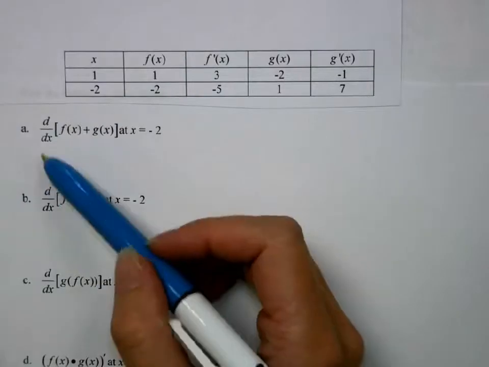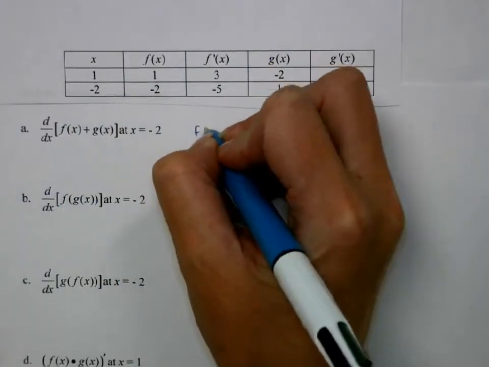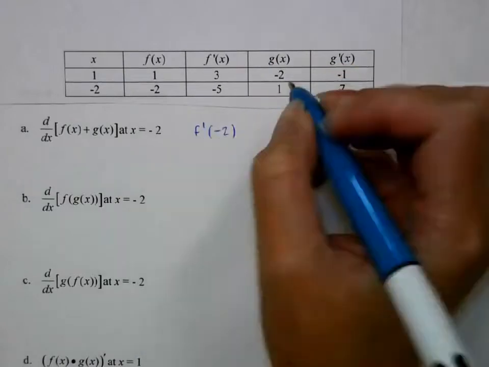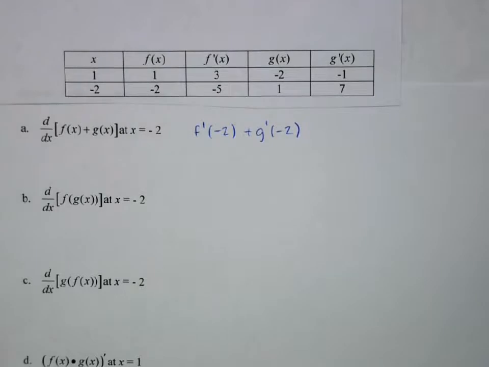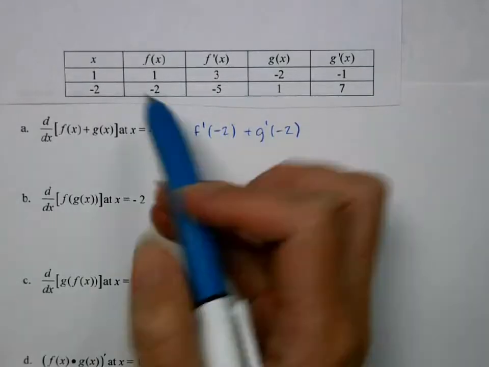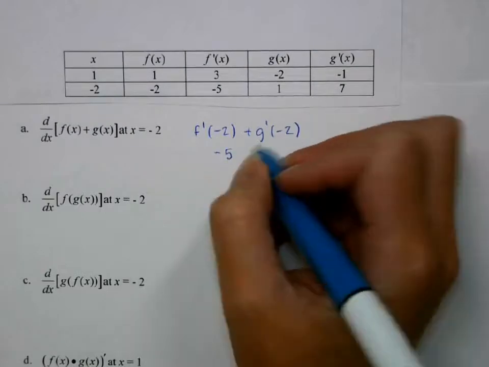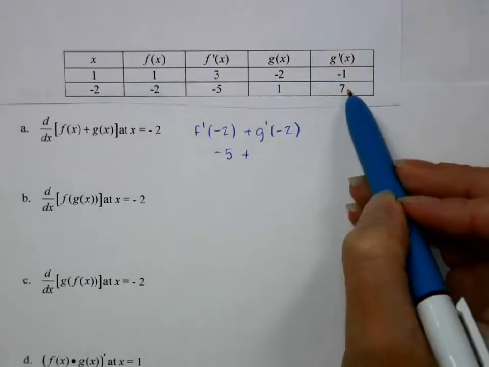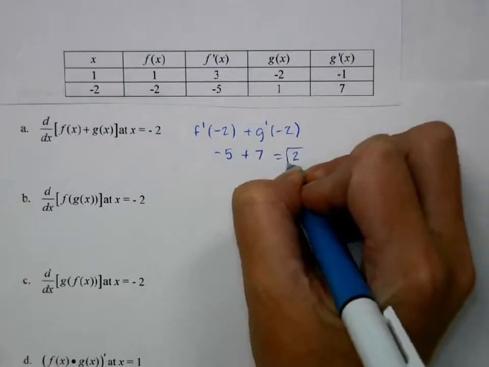Okay, first up, the derivative of f of x plus g of x. So that's just going to be f prime at -2 plus g prime at -2. So we use the chart at -2. F prime is -5. G prime is 7. So we get 2.